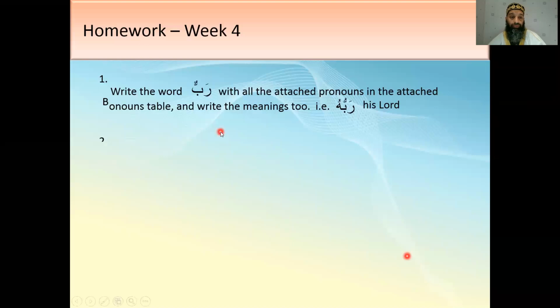Write the word Rabbun with all the attached pronouns in the attached pronouns table, and write the meanings too. So this is again just to help you learn that table. Repeat, repeat, repeat, repetition, write.